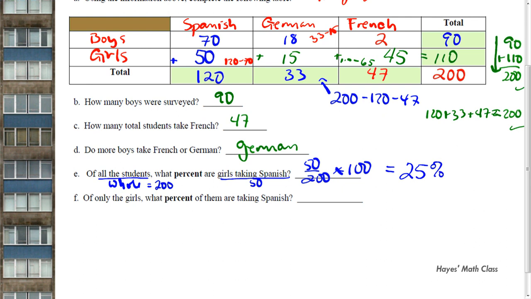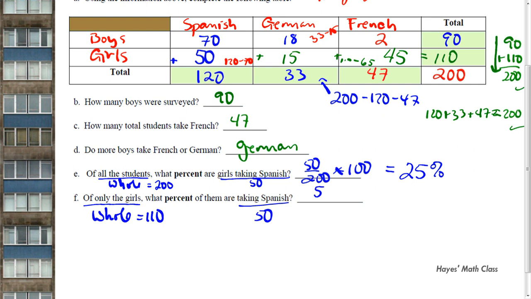Now this is different. Of only the girls, now here's my new whole. How many girls are we talking about here? Oh, well, we're talking about 110 girls. Of them are taking Spanish. Again, still the same 50 girls, but we're looking at them in terms of a different group. We're not looking at them in terms of the whole student body. We're looking at them in terms of just the girls.